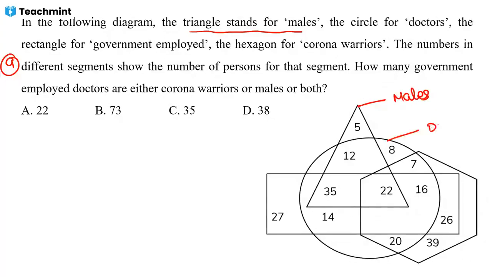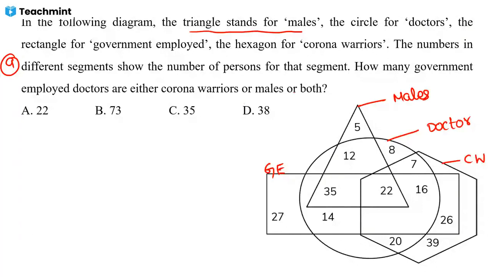circle is doctor. But imagine in the exam, the question is on screen where you cannot write on the screen. Here it is easy for me, I agree, as I have it on screen, I'm able to write. But from the exam point of view, just think about what way you can come out of this. You should put it in your mind: this is so and so, this is so and so. You have to remember that this hexagon you always have to cross-check with the data also. Rectangle is nothing but government employed. Okay, fine. Four parameters. Now, what they are asking: government employed doctors who are either corona warriors or males or both.